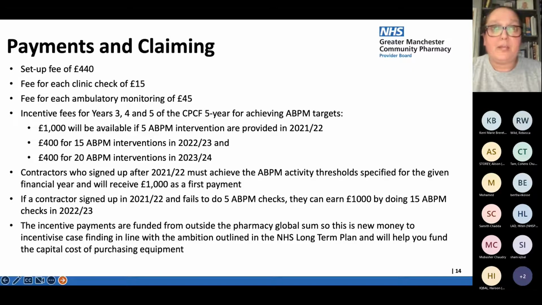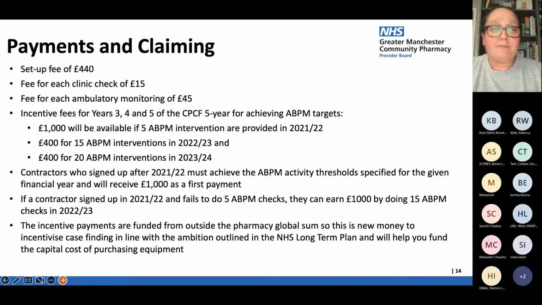So if you registered last year and you did 5 ABPMs, then you'll have received your £1,000 incentive payment for the first year. Then there's a target of 15 ABPMs this year to receive a further £400, and 20 next year for a further £400 again. So that's up to £1,800 worth of incentive payments.